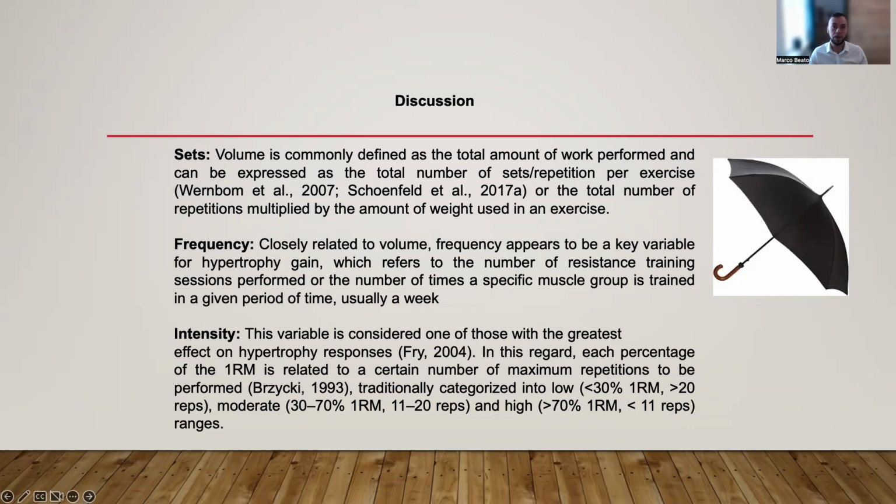or 11. As reported in this paper, traditionally, training using high loads with a moderate number of repetitions, for example, 80% 1 RM, 8-10 reps, has been considered a key strategy to optimize muscle gains.